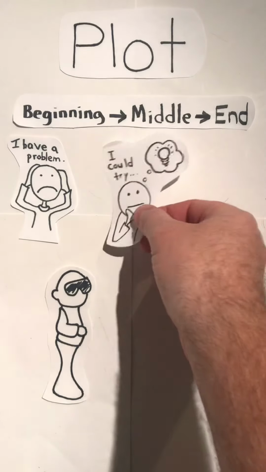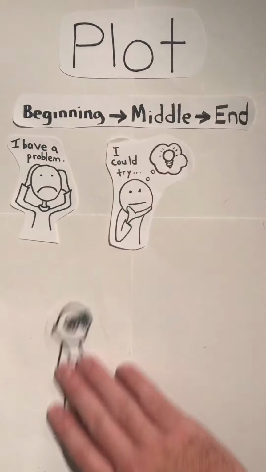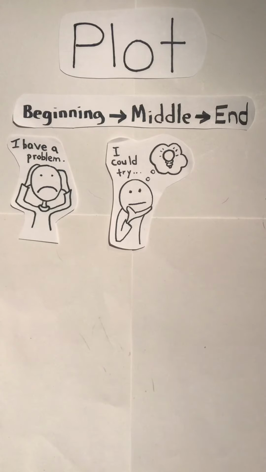Now, in the middle of the story, the character says, I could try, and the character tries to solve their problem. Or they react to their problem. And sometimes it's silly and we laugh, and sometimes it's scary and we go, whoo, and sometimes it's exciting. But a lot can happen in the middle.